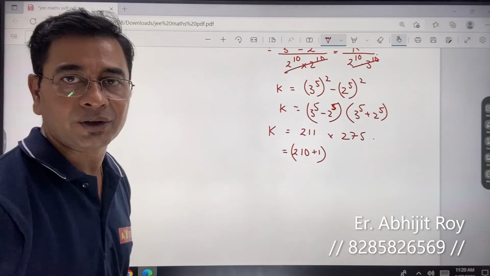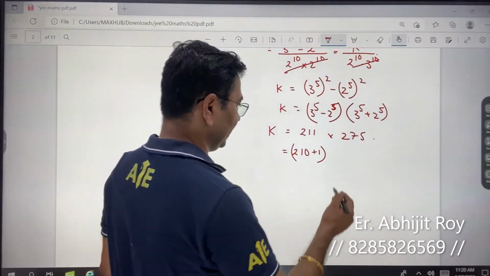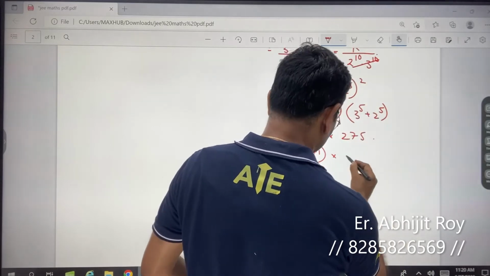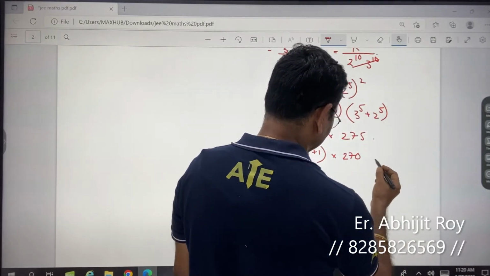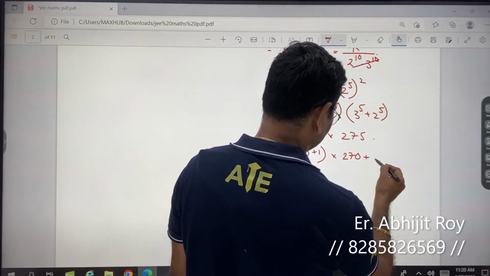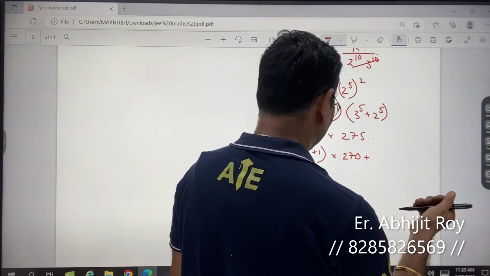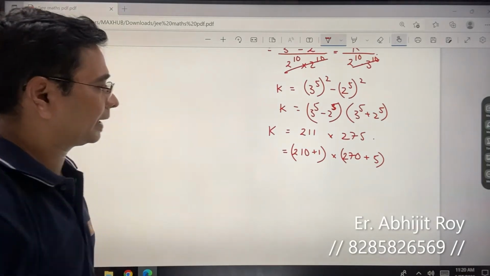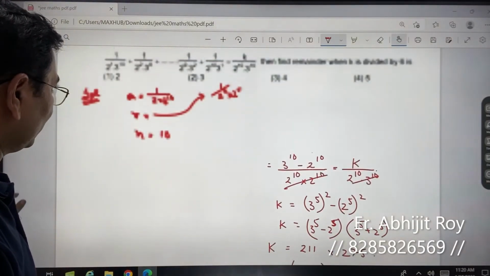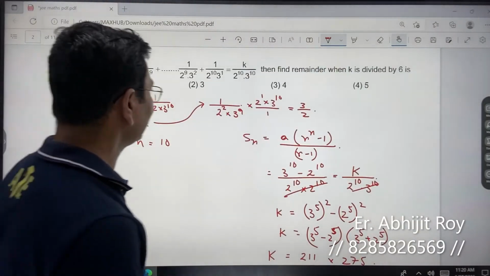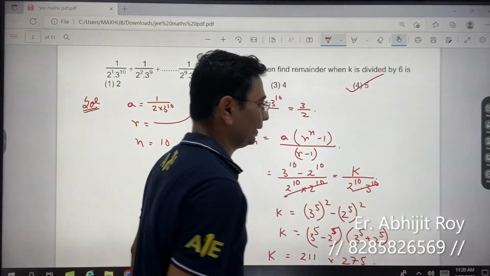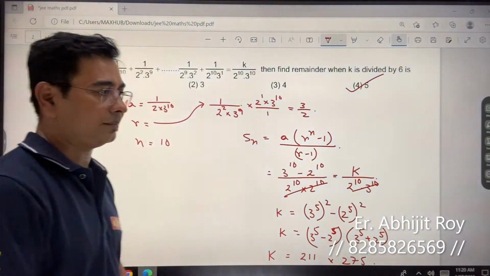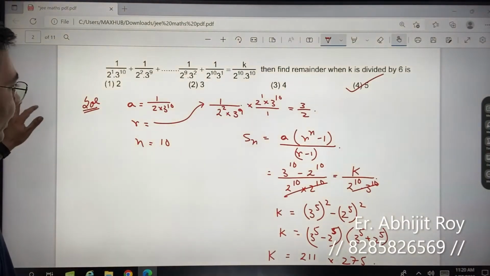210 is divisible by 3 and plus 1, and that will be multiplied by another term and that is 270. So 270 plus your 5, है ना, plus 5. So your remainder may be 1 or 5. Right, 1 or 5. If you check your answer, 1 is not there, so forget about it. Okay, 5. Clear? So ये एक question था, right, based on the remainder theorem.